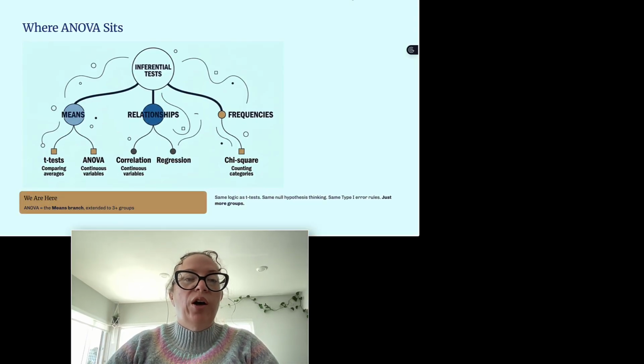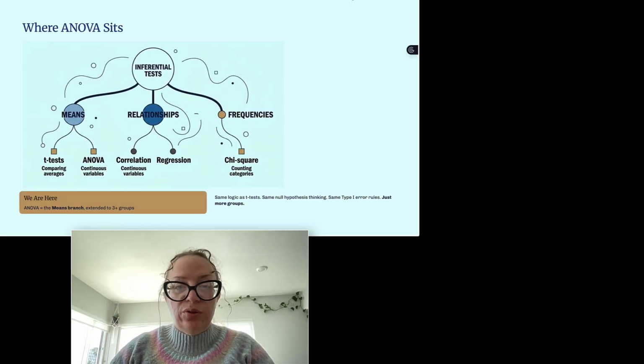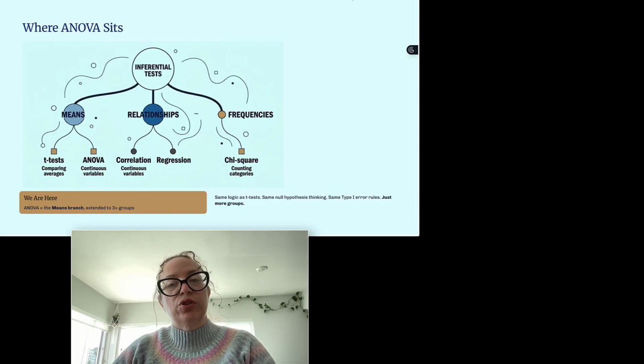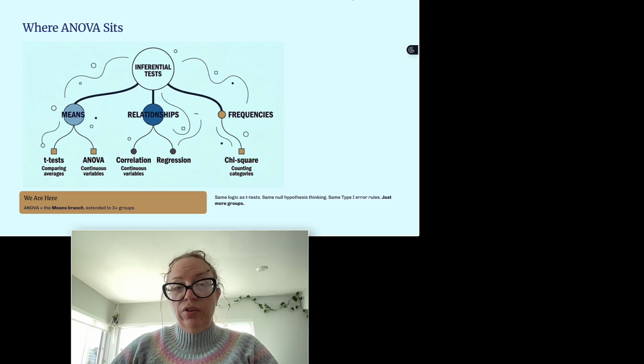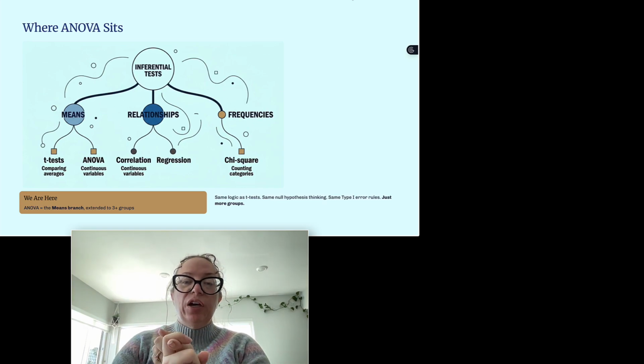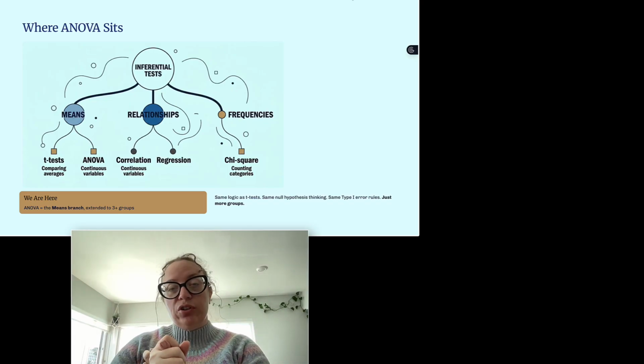Okay, so before we go further, let's orient you. Every inferential test you've learned in this course belongs to one of 3 branches, and knowing which branch you are on tells you what kind of data you're working with. So you have the means branch, the relationship branch, the frequency branch. With the means branch, you're comparing averages. T-tests, ANOVA. The outcome is continuous, and you're asking whether groups differ on that continuous measure. So this is where we are today. We're in the means branch.